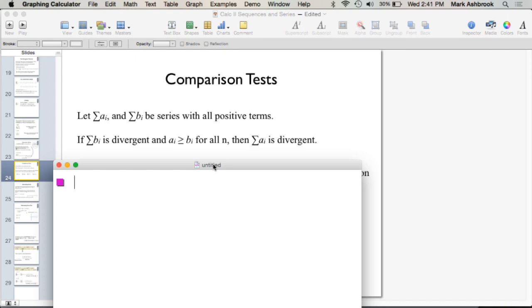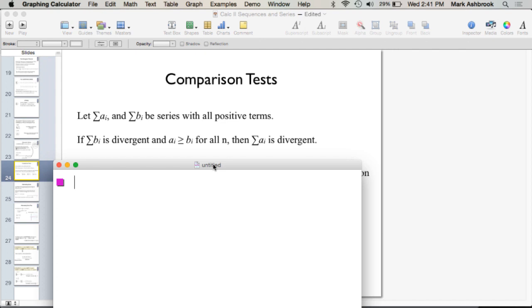It should make sense. So you've got all these terms in b_i that sum up to something that's divergent. And then all the terms of a_i are greater than or equal to each of their terms of b_i, then a_i would diverge as well.